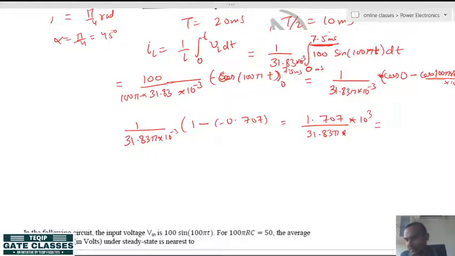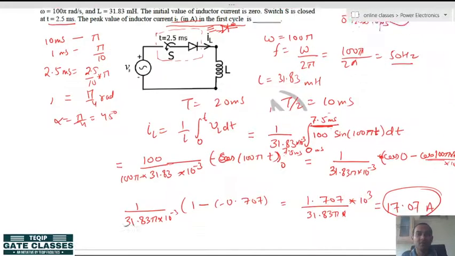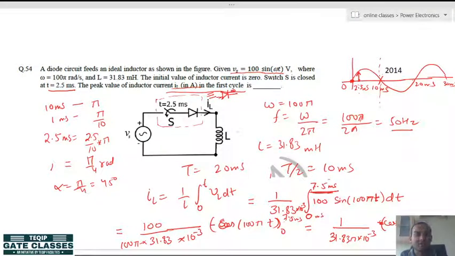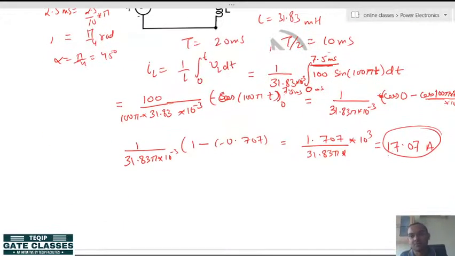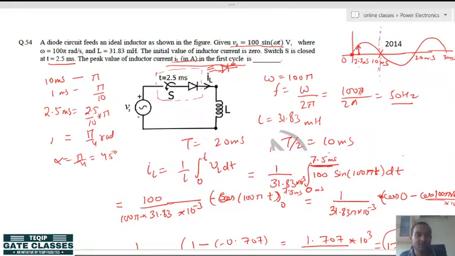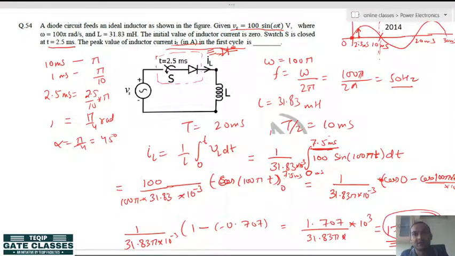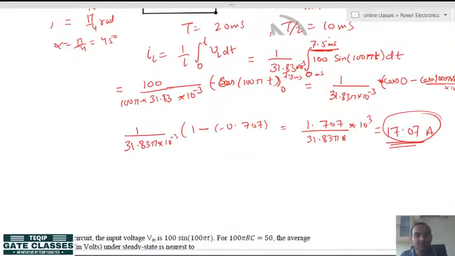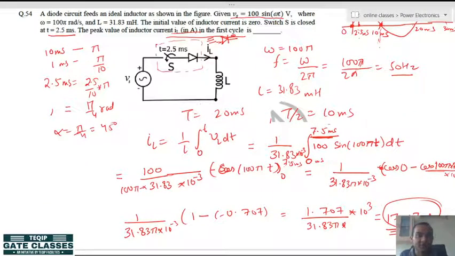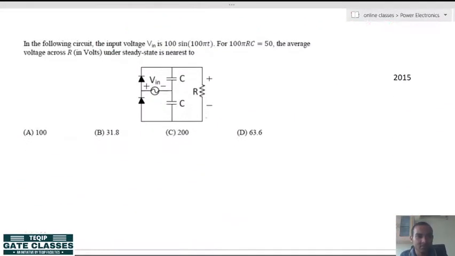Its peak value is around 17.07 amperes. If a pure inductor is there and resistance is not there, the inductor will keep charging till the supply remains positive. So this is the peak value of inductor current at the end of the first half cycle. This is a very simple question. Although this is the case of a pure inductor, the GATE people make the trick with a little bit of change in the question.